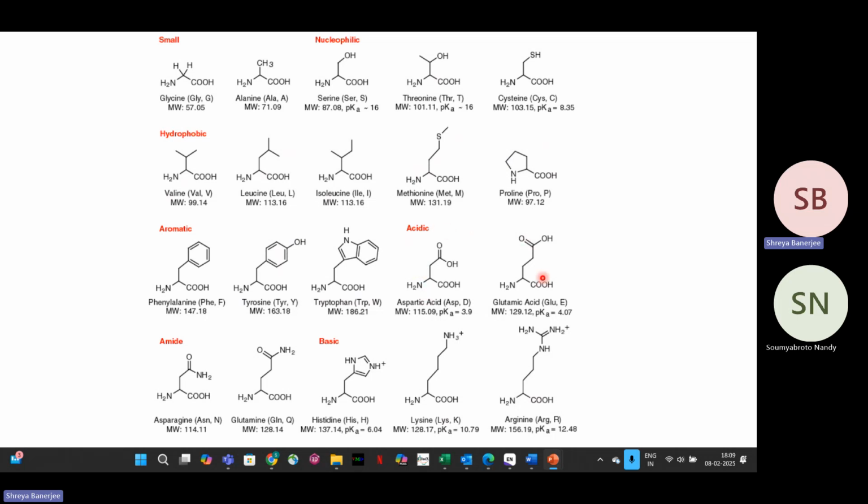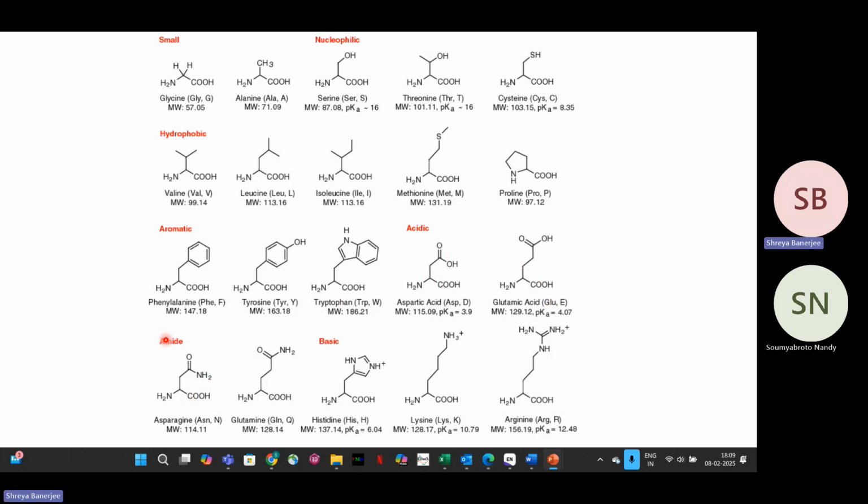There are 2 acidic amino acids. One is aspartic acid with a CH2COOH side chain, and one is glutamic acid where there is another additional CH2 group. So CH2CH2COOH. So in addition to the backbone acidic group attached to the alpha carbon, the acidic amino acids have an additional acidic group attached to the side chain, and so they are called the acidic amino acids.